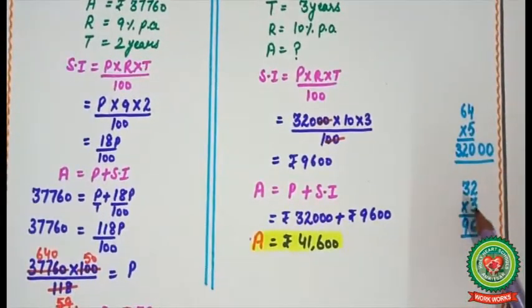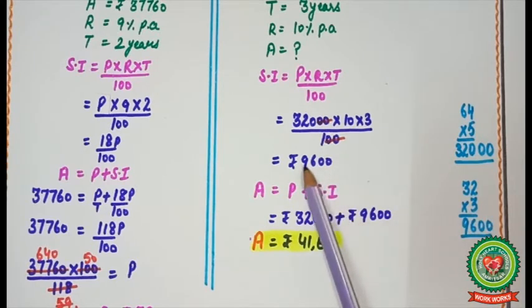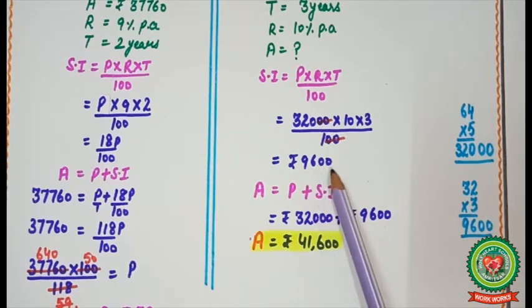So here we will multiply 32 into 3. So it will be equal to 96, and the last two zeros are there, so we will put them here. So we will get SI is equal to rupees 9600, right?